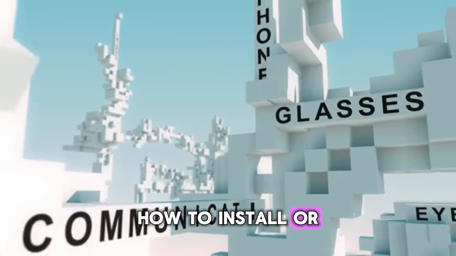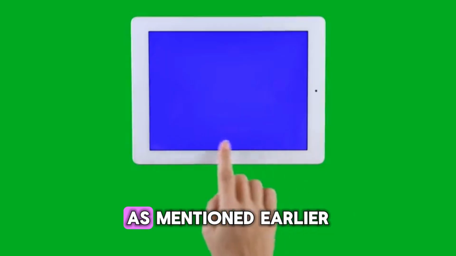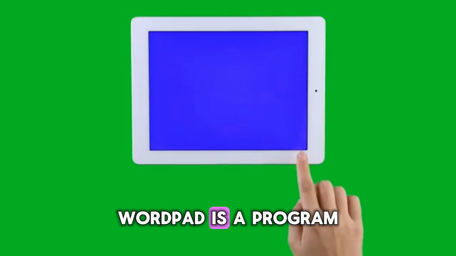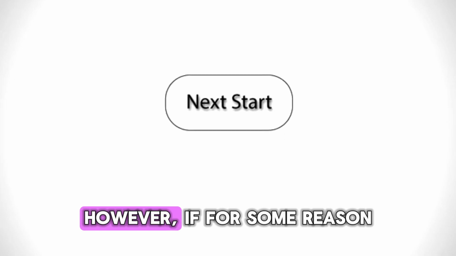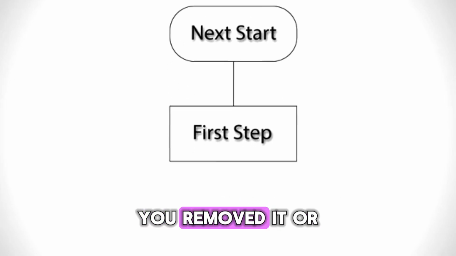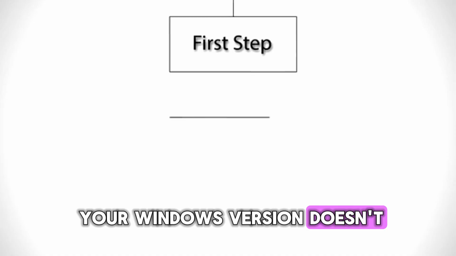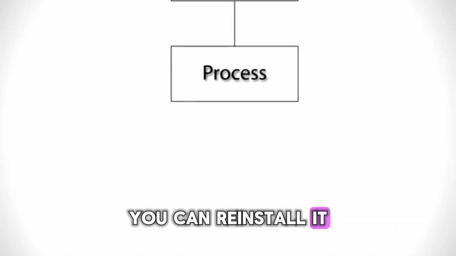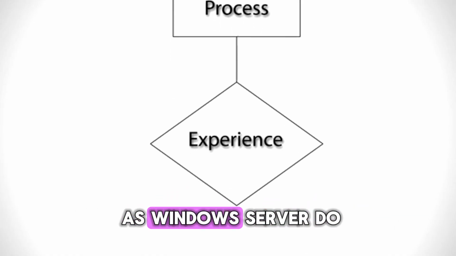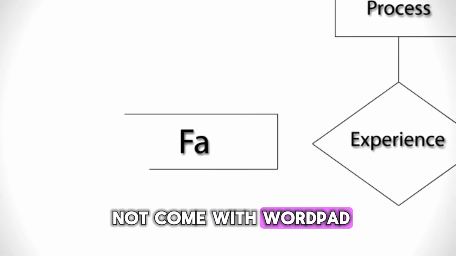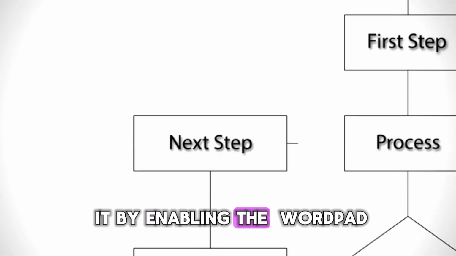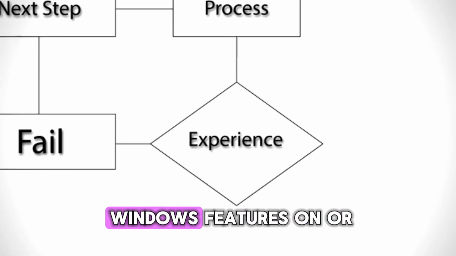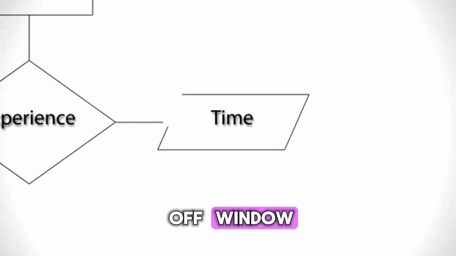How to install or reinstall WordPad. As mentioned earlier, WordPad is a program that comes pre-installed with Windows, so you don't have to install it separately. However, if for some reason you removed it or your Windows version doesn't include it, you can reinstall it. Some Windows versions, such as Windows Server, do not come with WordPad. However, you can reinstall it by enabling the WordPad checkbox in the Turn Windows Features On or Off window.